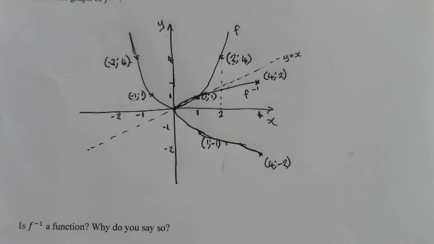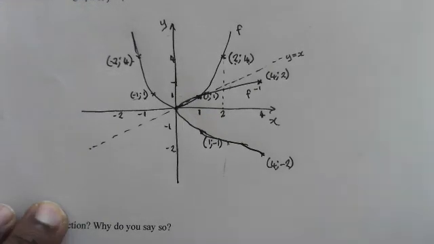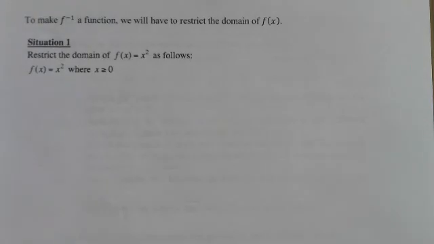So remember, when we find the inverse of a function, we expect it to be a function. Now, this inverse is not a function. So what are we going to do about it? That's the question, right? This is what we do when we're dealing with inverses of parabolas which end up not being functions. To make f inverse a function, we will have to restrict the domain of f of x, right?